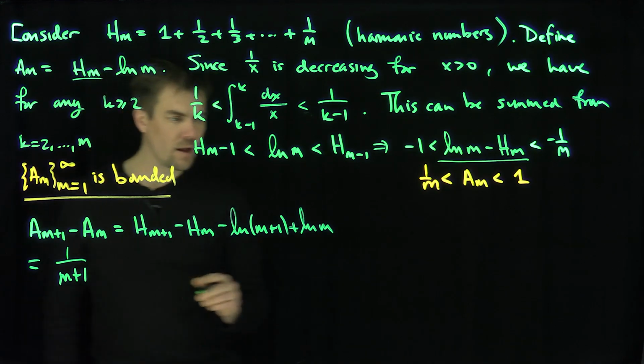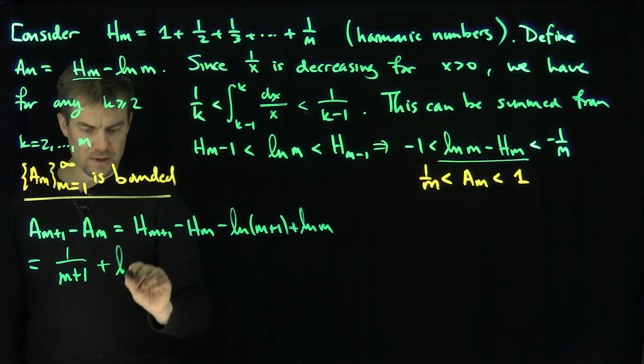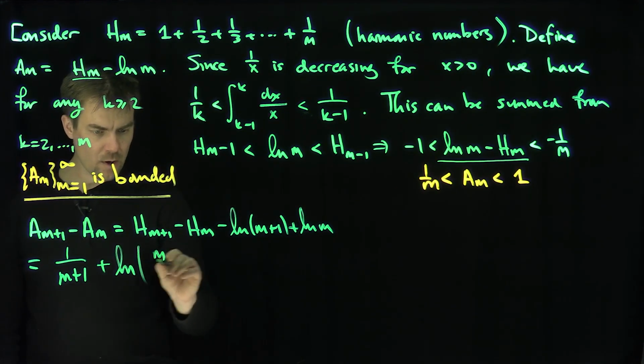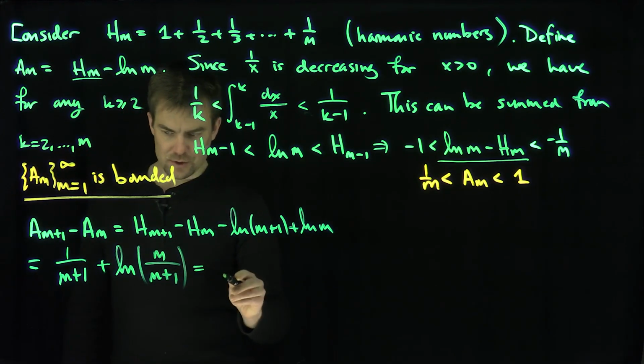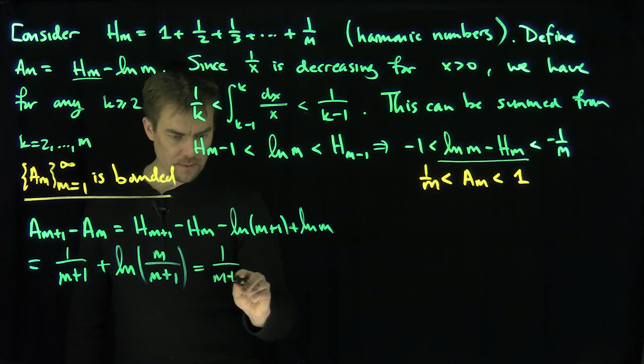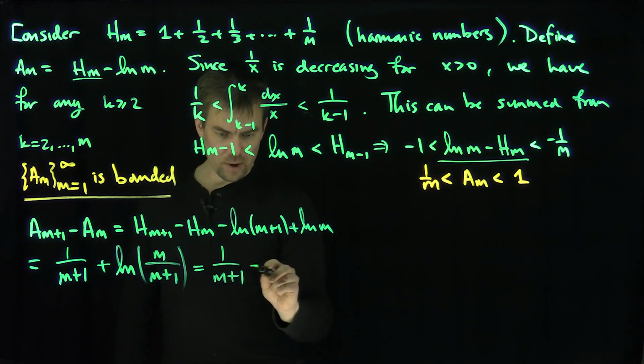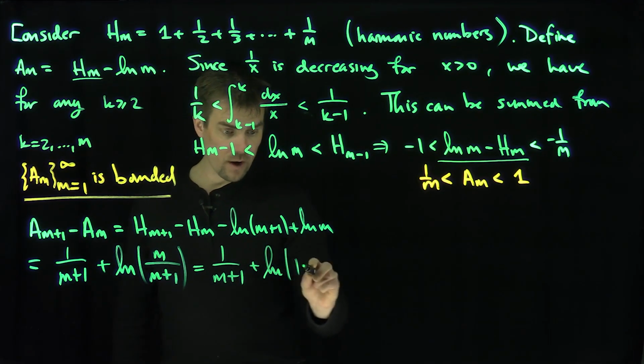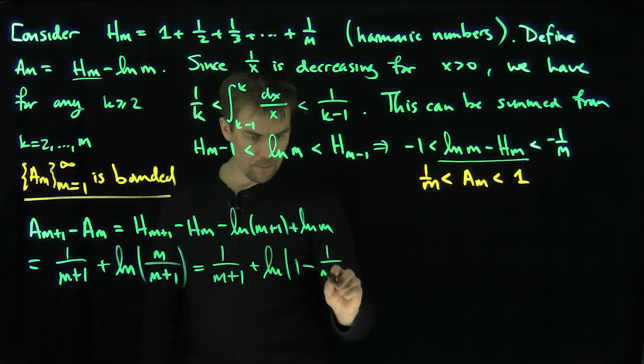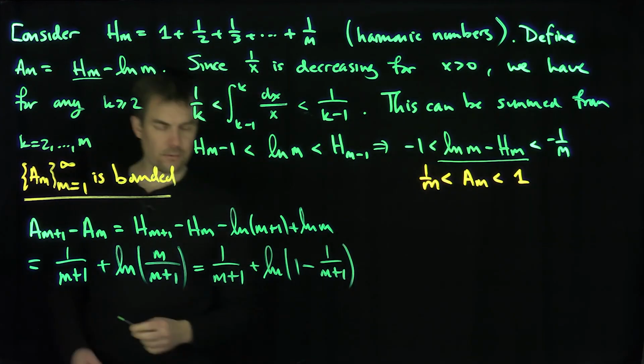And then these things over here are going to be plus the natural log of m over m plus 1 by properties of logarithms. And the final step is that this is just equal to 1 over m plus 1, plus the natural log of 1 minus 1 over m plus 1. That's going to be the key for us.